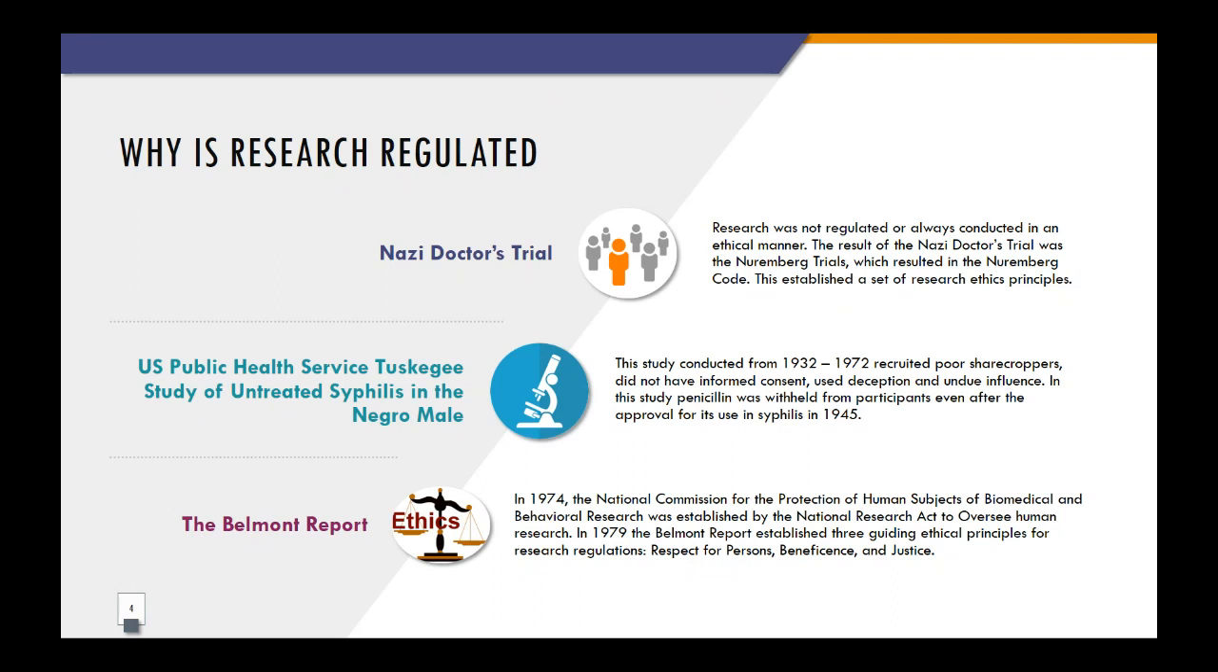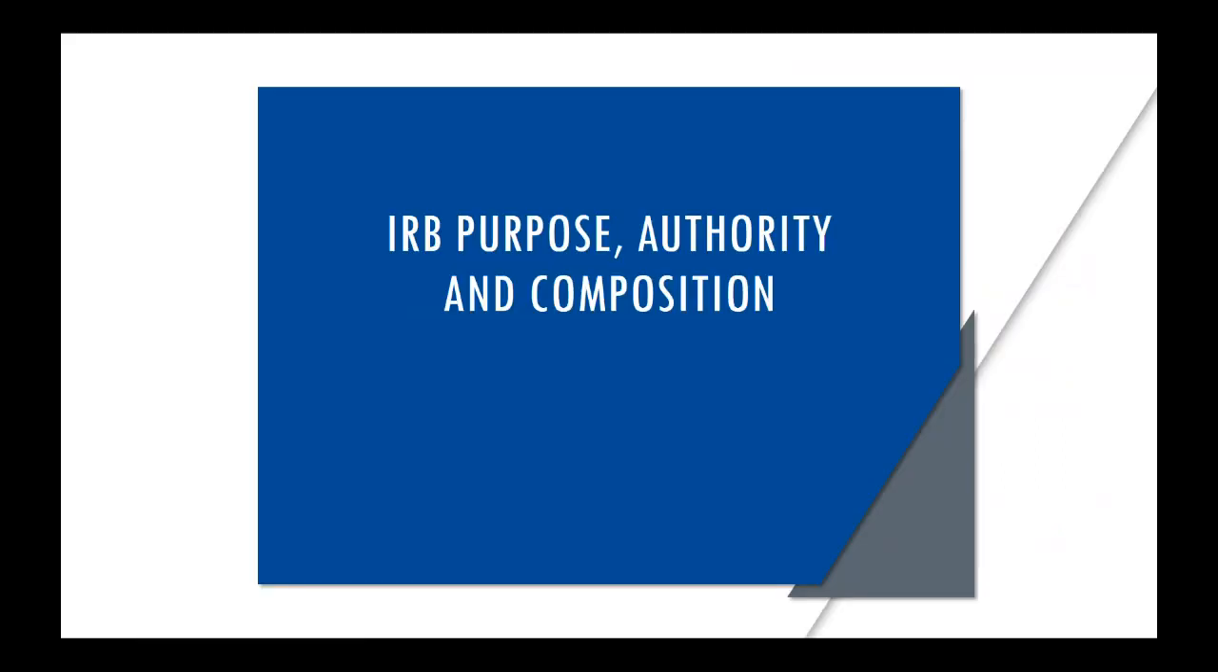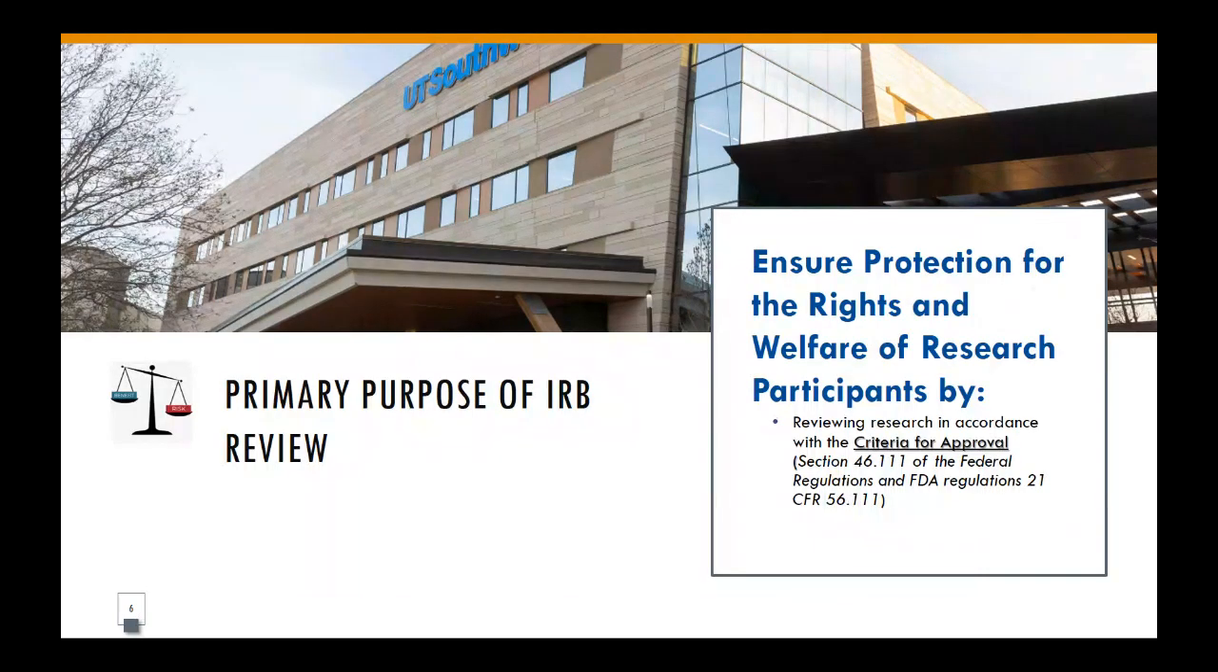Now we're going to talk about the IRB purpose, authority, and composition. The primary purpose of IRB review is to ensure protection for the rights and welfare of research participants by reviewing studies in accordance with the criteria for approval. I've listed the two regulations that we follow. One is from the Department of Health and Human Services, and the other one is from the FDA.